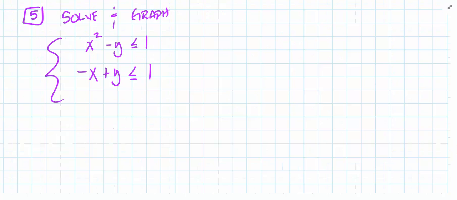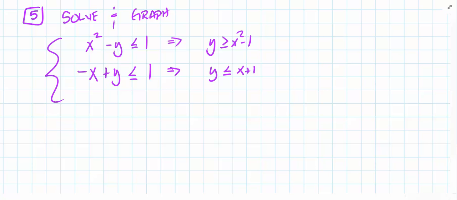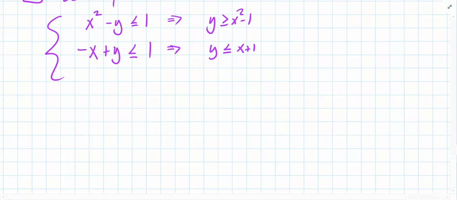All right, cool. So my inequality system: I have x squared minus y less than or equal to 1, and then negative x plus y less than or equal to 1. Solving for y to graph these, this implies that y is greater than or equal to x squared minus 1. And this one, solving for y, y is less than or equal to x plus 1. So one of those is a parabola and one is a straight line. Here's what we're going to do: graph this, find the bounded region, and then identify the vertices.